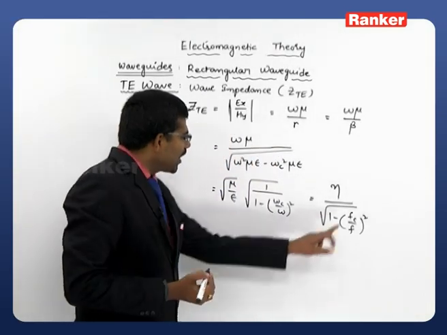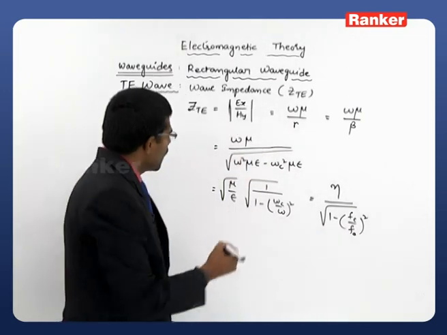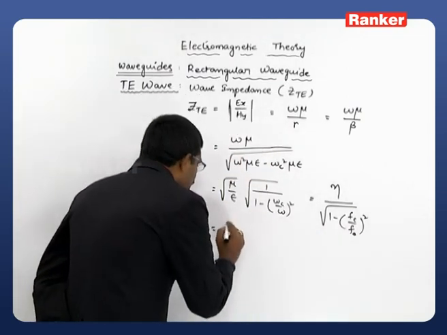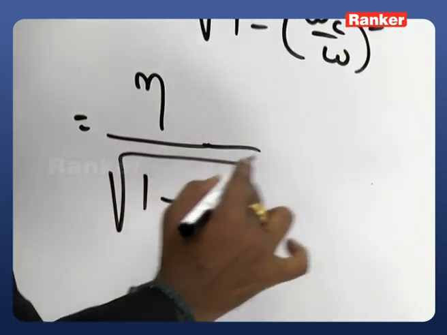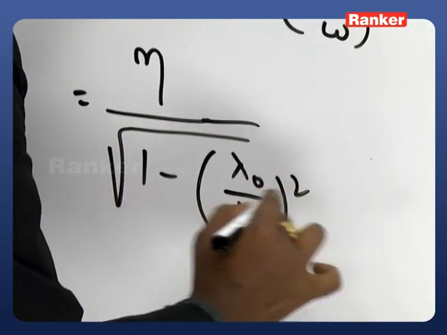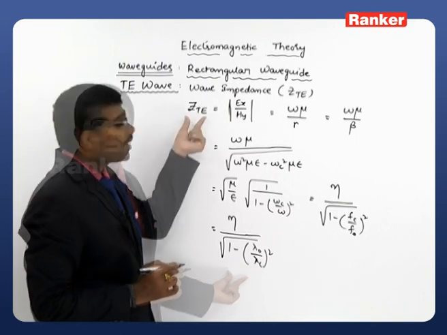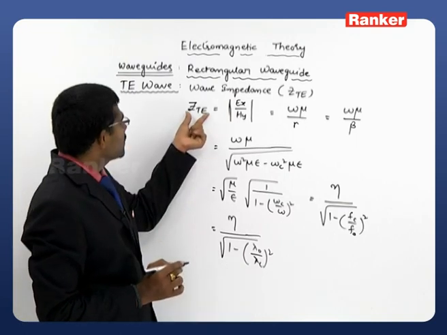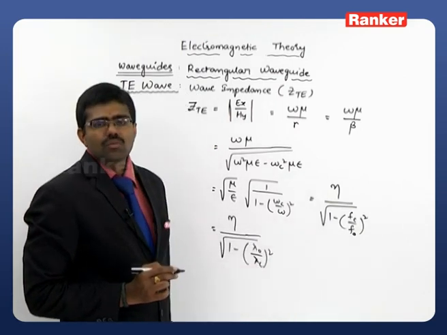Or else the same can be written, where this f is nothing but f naught, the free space frequency, or the same can be written in terms of lambda. This can be written as 1 minus lambda naught by lambda c whole square. This is also the equation useful for calculation of the wave impedance. So for calculation of ZTE, either you can use this equation or this equation.